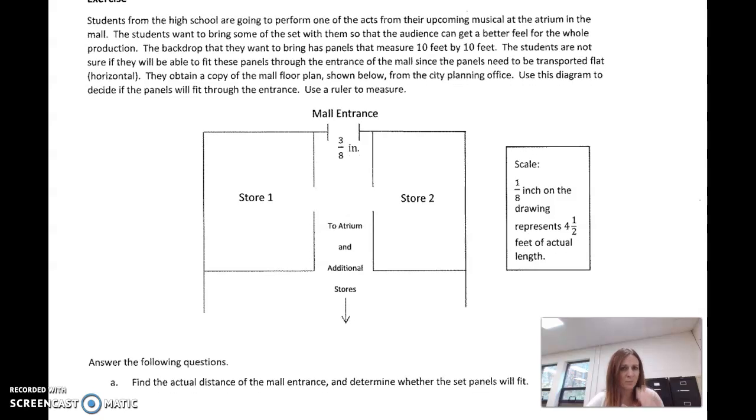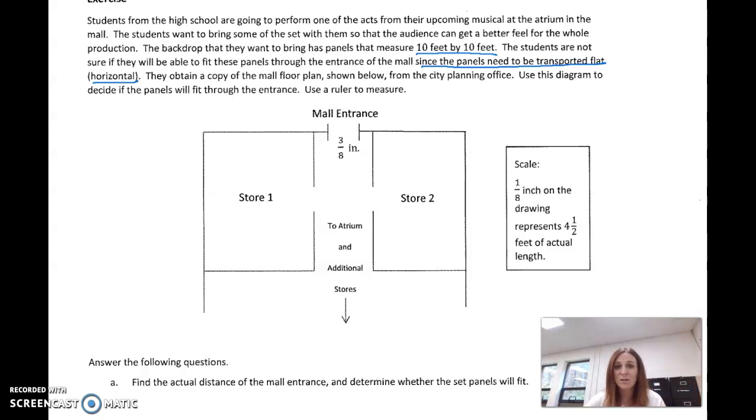It can be intimidating. So basically, you can read through this, but what it's saying is there are students from this high school that are going to go to the atrium, like the center section in the mall, and they want to perform their acts from one of their musicals. So they want to bring some of their set with them, so they can show off. The backdrop they want to bring has panels that measure 10 feet by 10 feet. And they're not sure if those panels can fit because they have to be transported flat. They can't turn them or anything. So I have the sense of panels needing to be transported flat, horizontal.